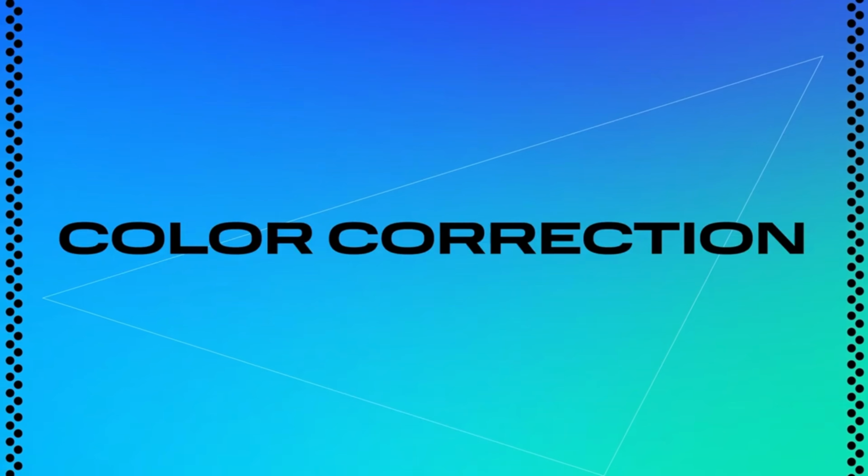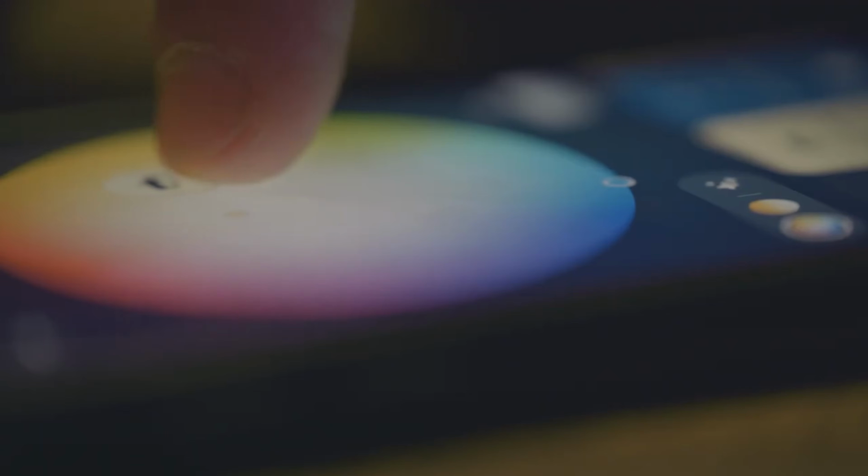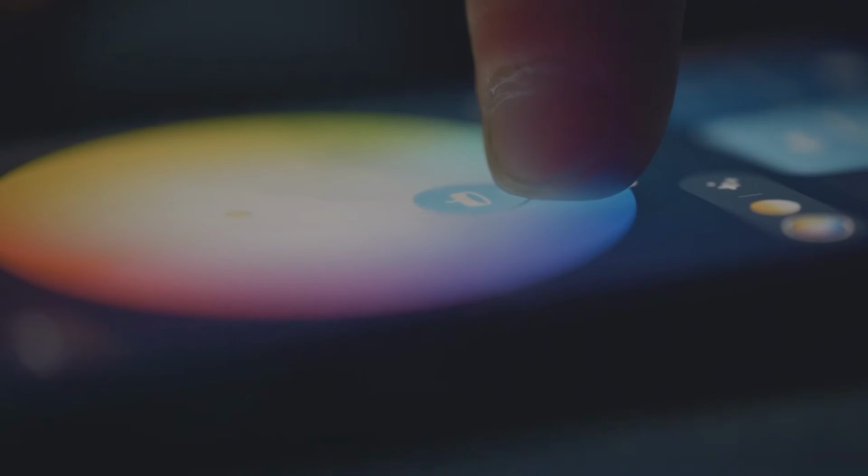Let's talk about switching things up with color correction. Such an underrated yet powerful tool in video editing. It's one of those things that can totally change how your video feels and fix any lighting or color issues that you might have had during filming.